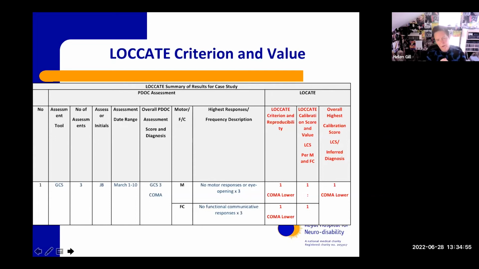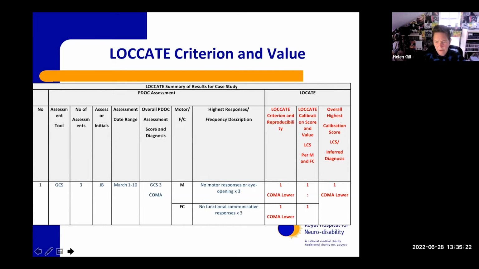So then what we've talked about, haven't we? We've talked about the motor and functional communication aspect of it. We want to know, what does that 3 mean in terms of the LOCCATE? So what this patient was doing, they had no motor responses or eye opening 3 times. So that's obviously at that lower level, isn't it? So that is COMA 1, lower, and the score on the right-hand side would be 1 on the calibration score.